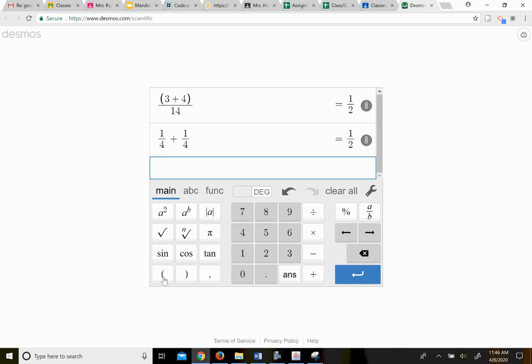I can convert it to a fraction, and it's already simplifying 2/4, which is the same as 1/2. So really nice thing to have in there. Let's see, so we tackled the fractions. I can type in a fraction. I can convert my answer to a fraction.